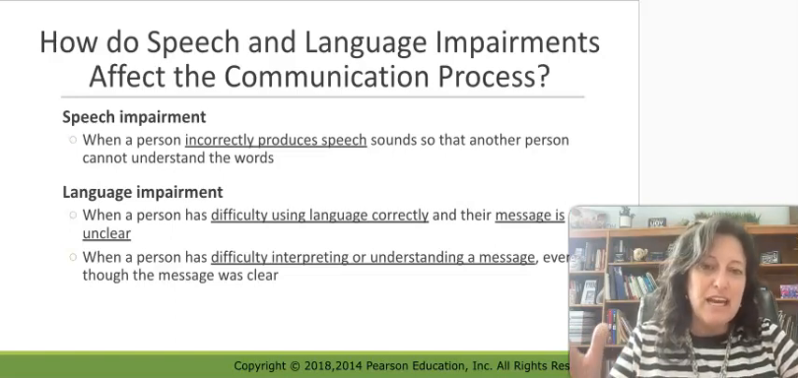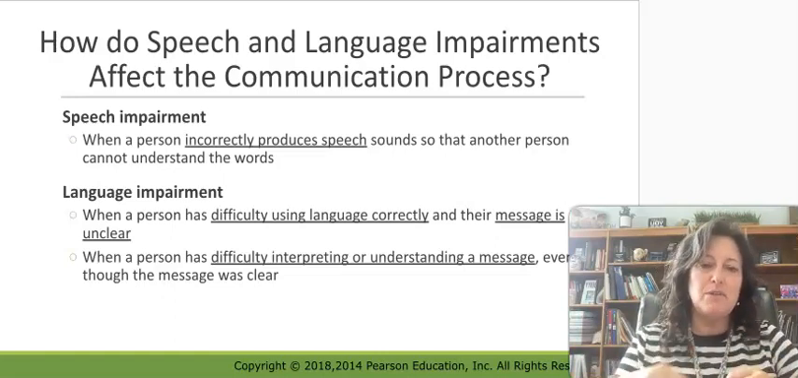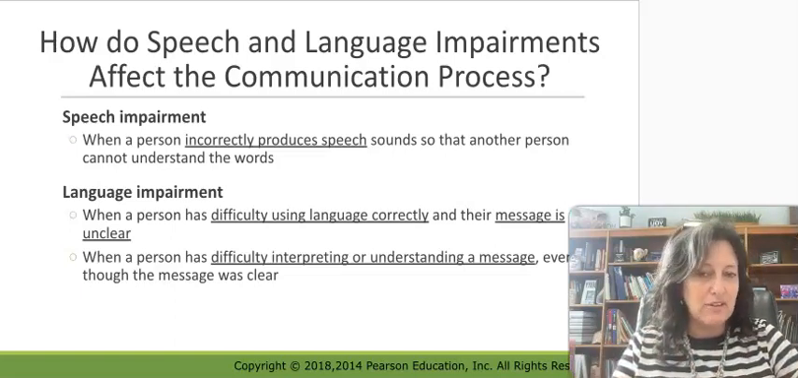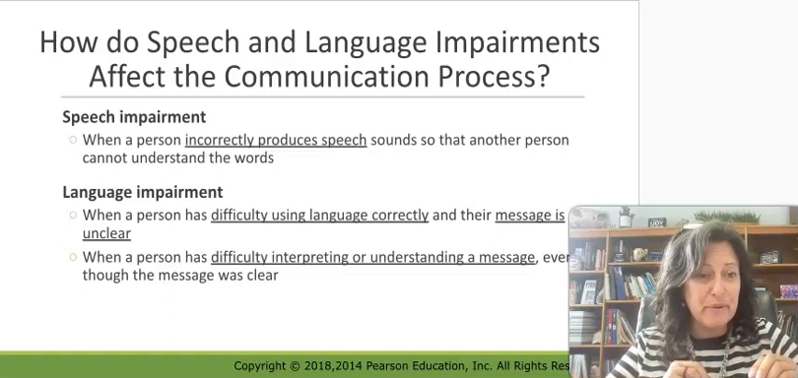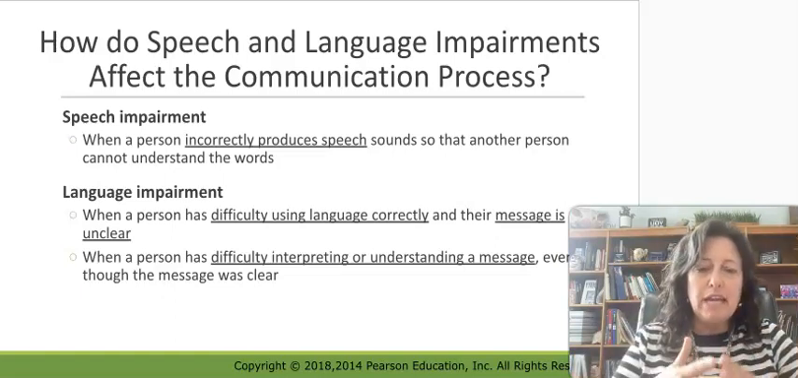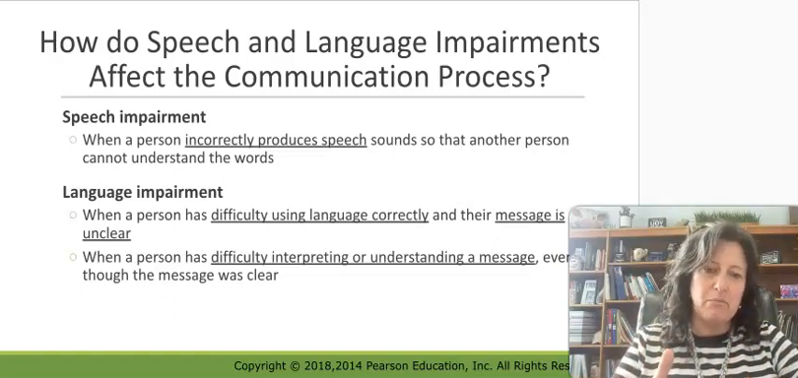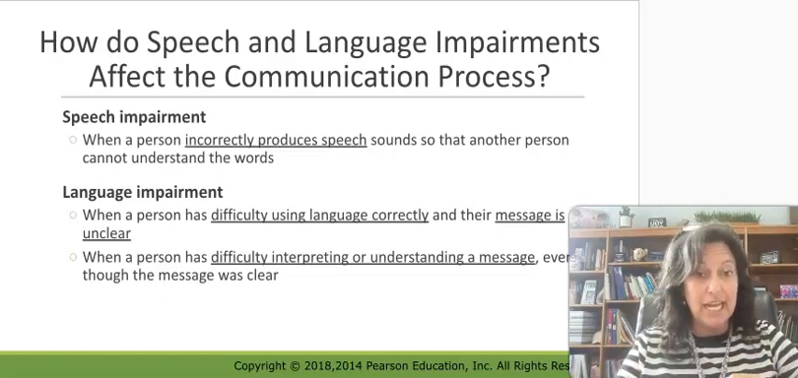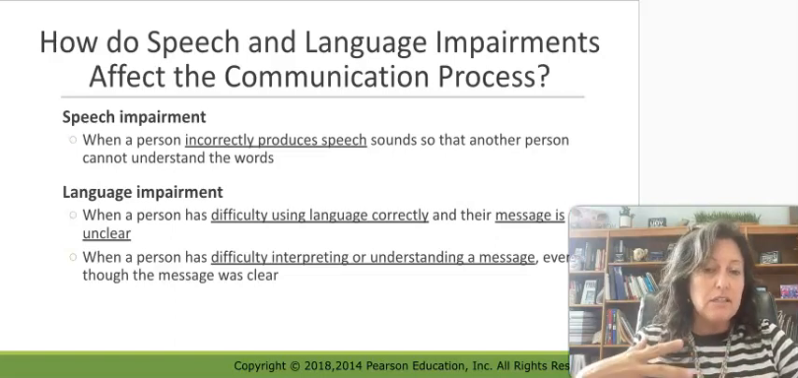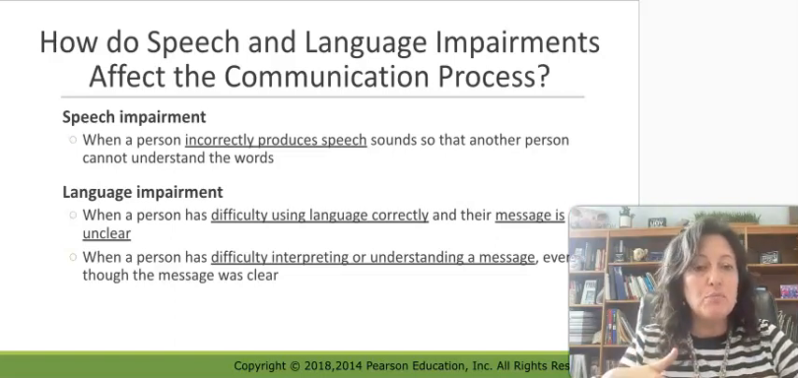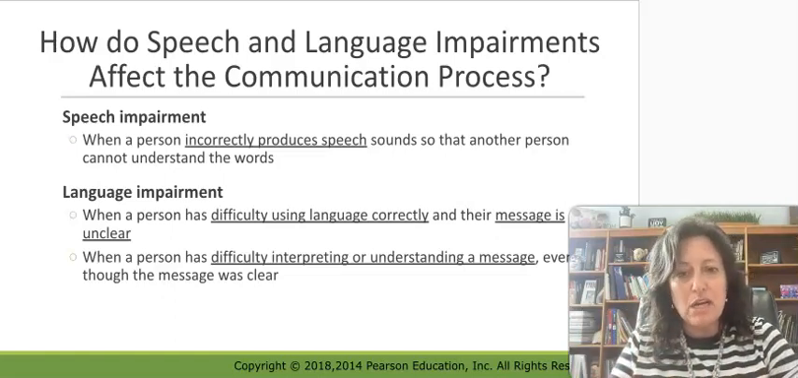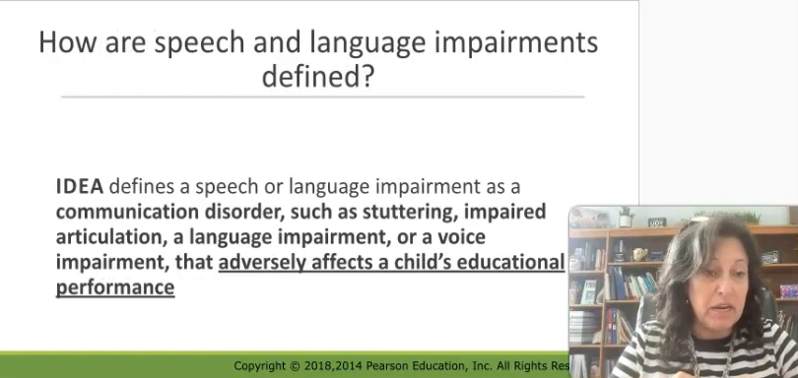So the first thing is what we call a speech impairment. And this is when a person incorrectly produces speech sounds so that another person can't understand the words. And we're going to break this down further and look at it a little bit more. Then we have what's called a language impairment. This is when a person has difficulty using language correctly and the message is unclear. Sometimes a person has difficulty interpreting or understanding a message even though it was clear to anyone else.